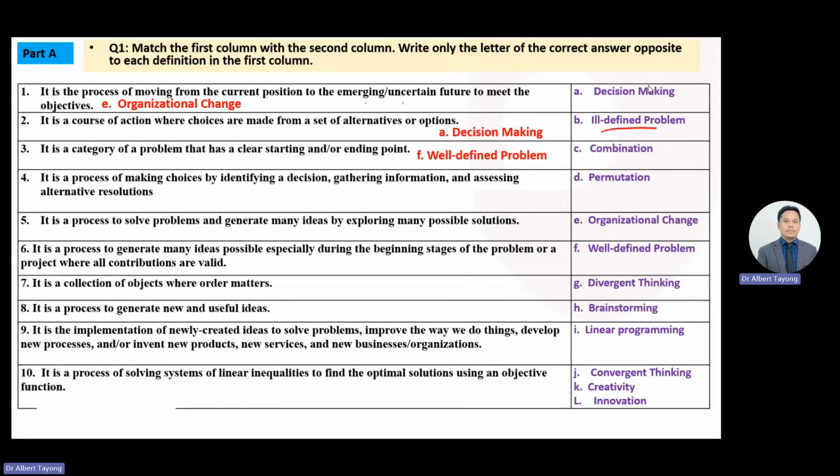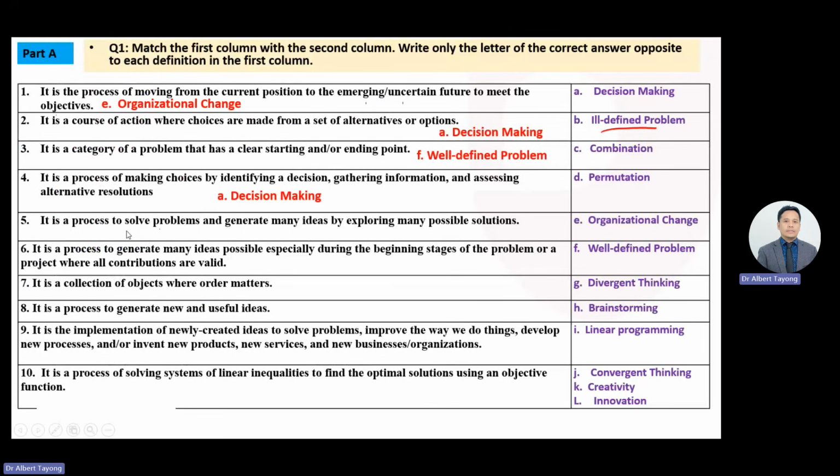Number four, this is similar to number two. Number two is the shortcut definition of decision making. Number four is the complete definition of decision making. It is a process of making choices by identifying a decision, we gather information and assess alternative resolutions or possible options.